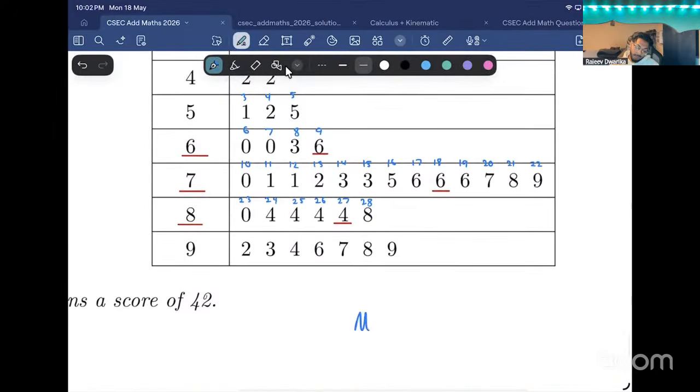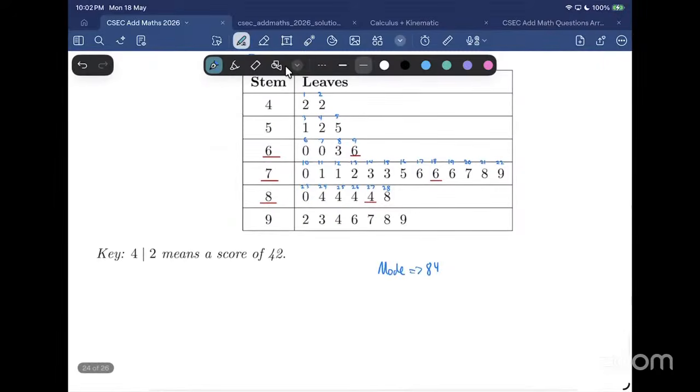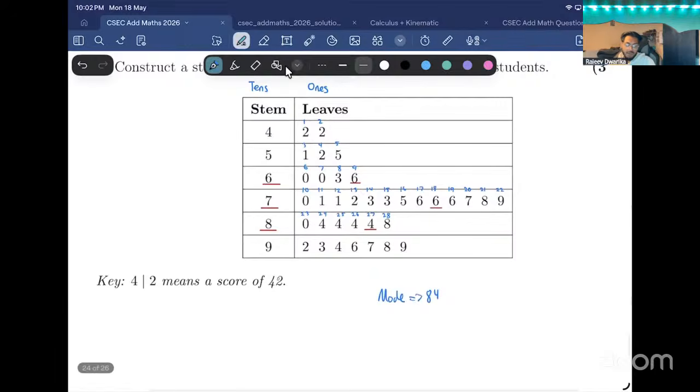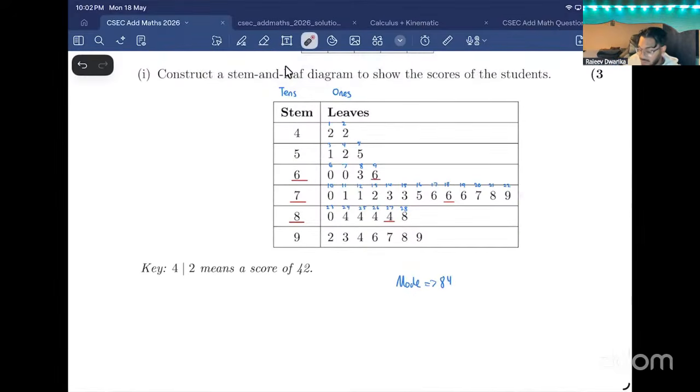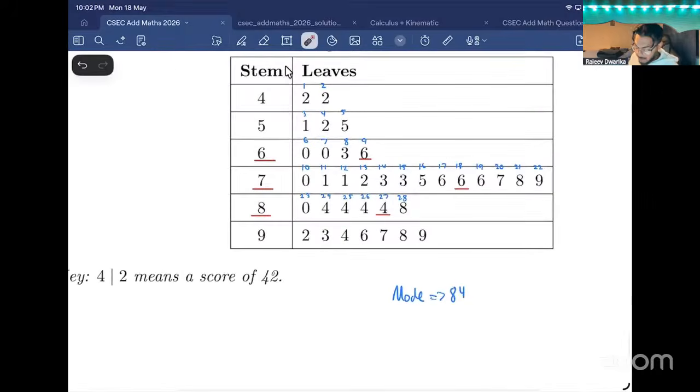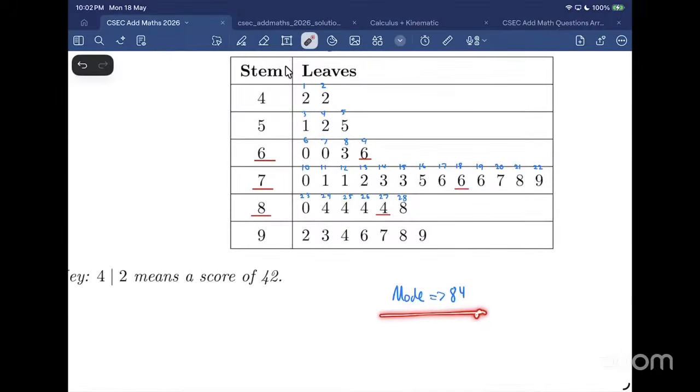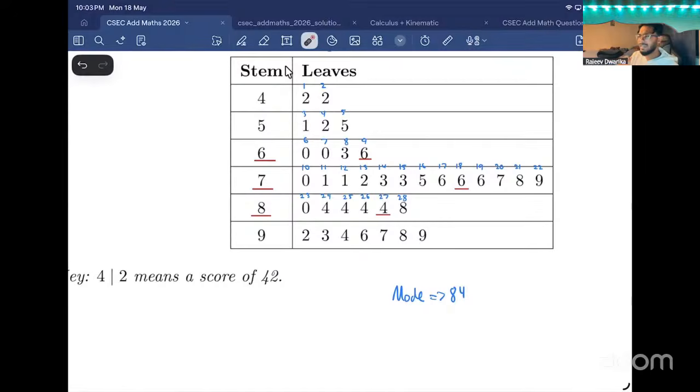So our mode here is 84. If our mode is 84, where's most of my data? Is most of my data less than that or more than that? I would guess it'll be less than. Where's your mode? Your mode is the most frequent score, the score that you see the most.